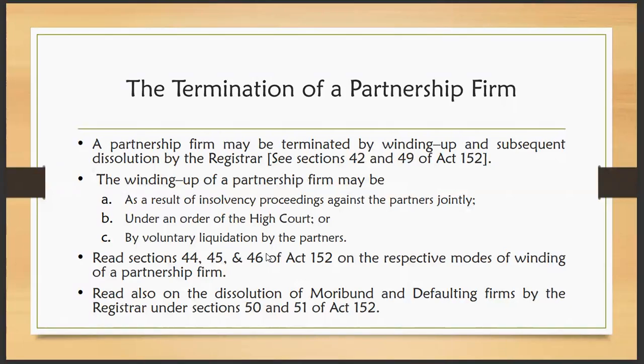Again, moribund or defaulting partnership firms can also be dissolved pursuant to intervention of the registrar. So if you look at sections 50 and 51, if you have a partnership firm which is just existing in name, the registrar can take the necessary step, will post a letter to the registered place of business about 2 or 3 times, and not getting any feedback, will go ahead and have it struck off the register of incorporated private partnerships, and it will be so dissolved.